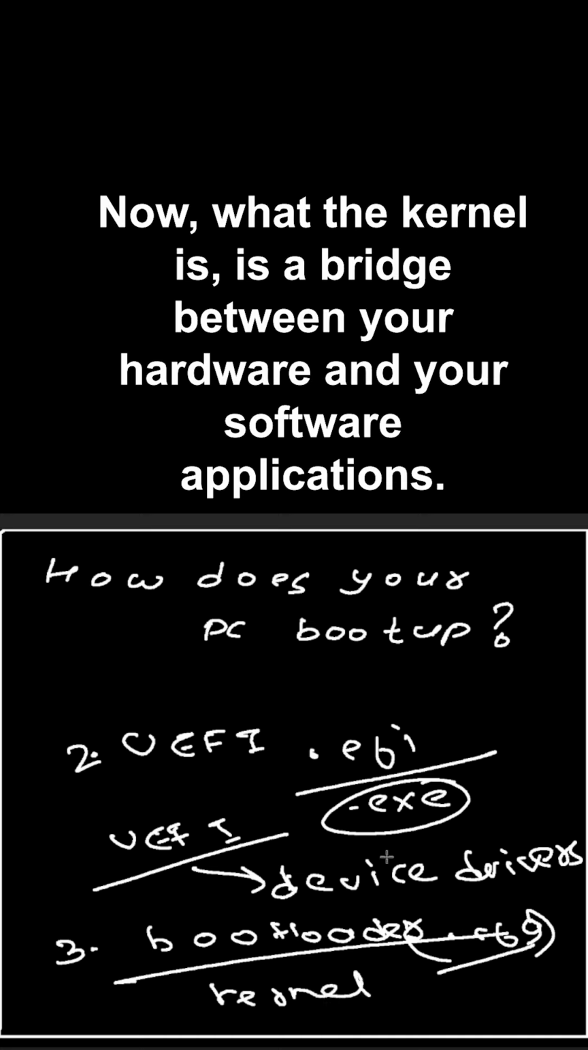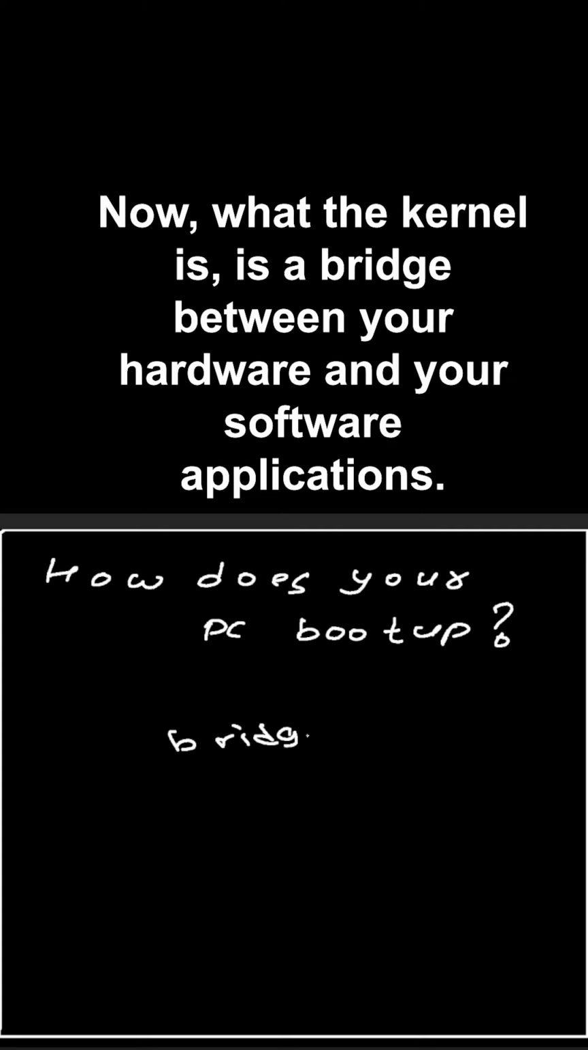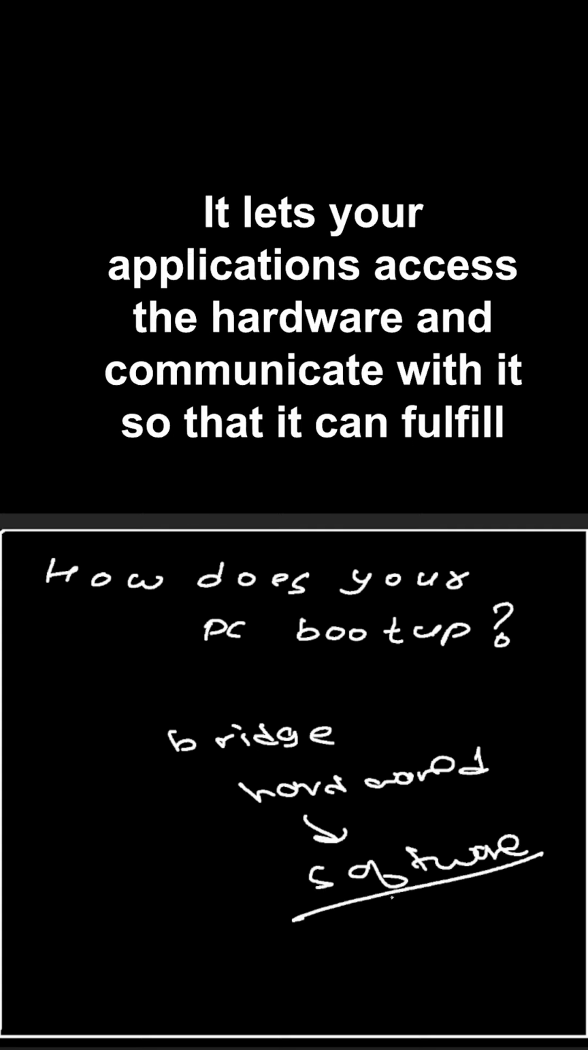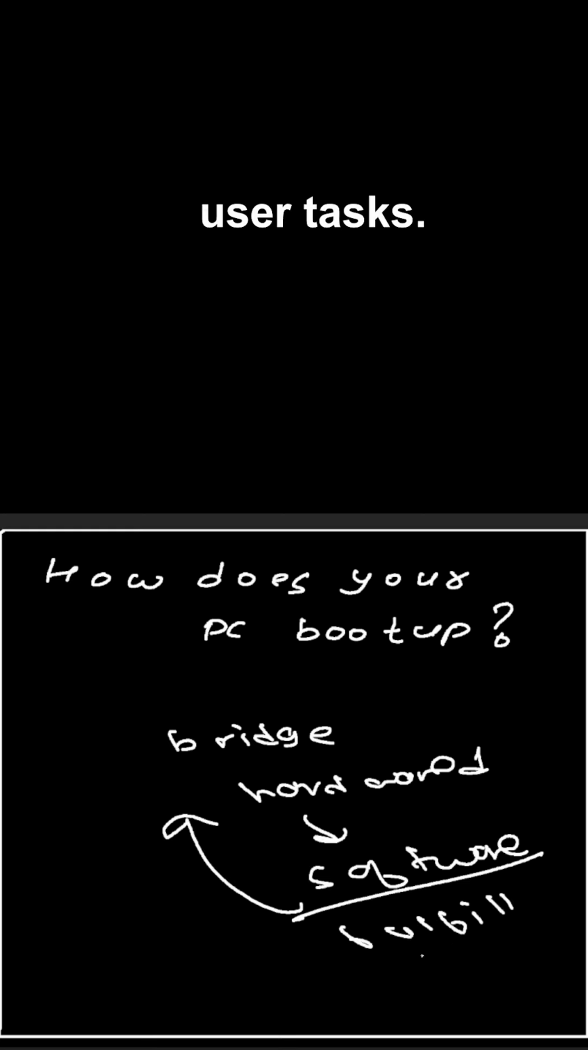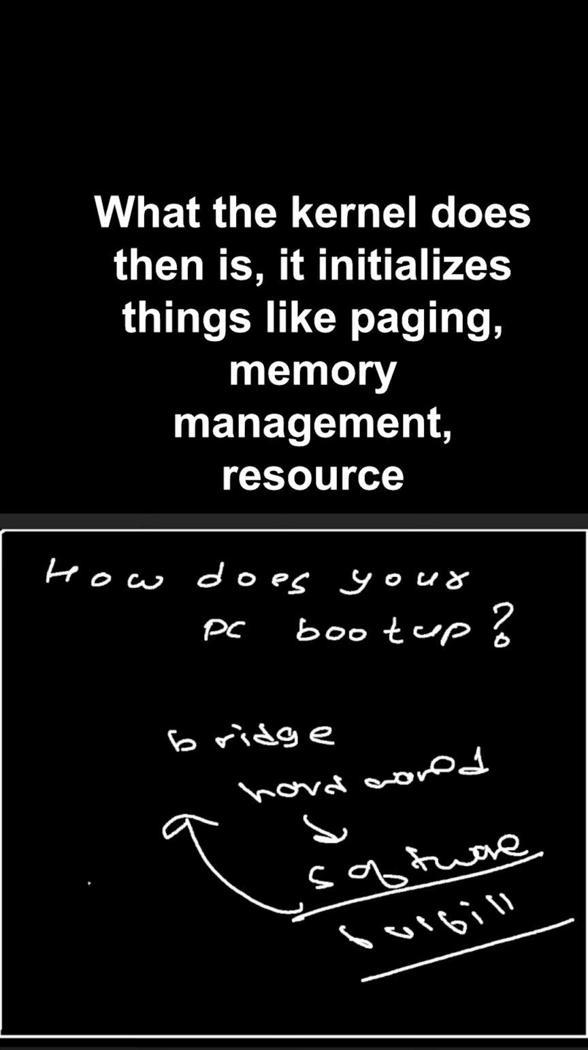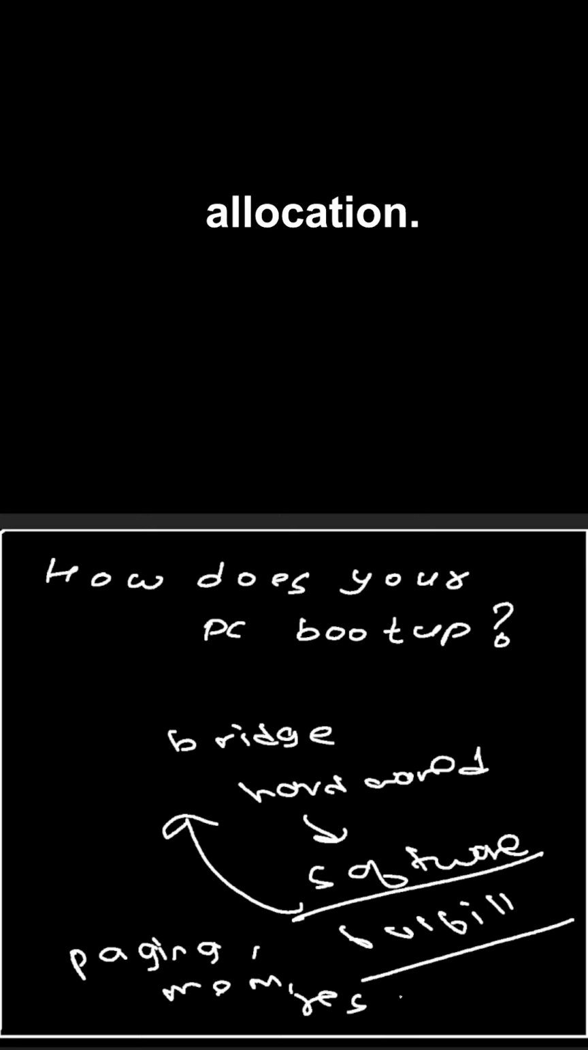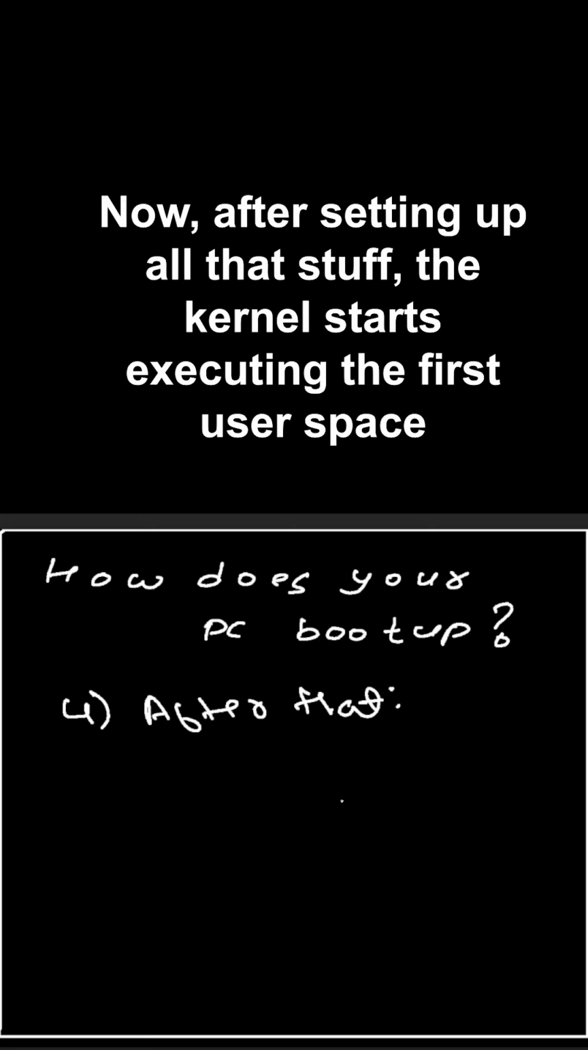Now, the kernel is a bridge between your hardware and your software applications. Okay, it lets your applications access the hardware and communicate with it so that it can fulfill user tasks. What the kernel does then is it initializes things like paging, memory management, resource allocation. Now, after setting up all that stuff, the kernel starts executing the first user space task.